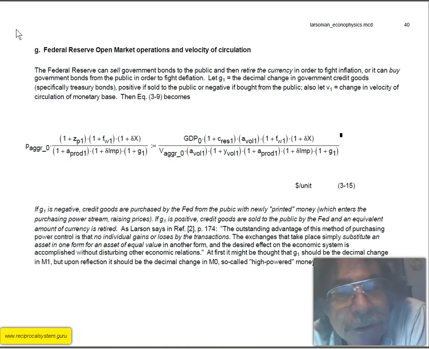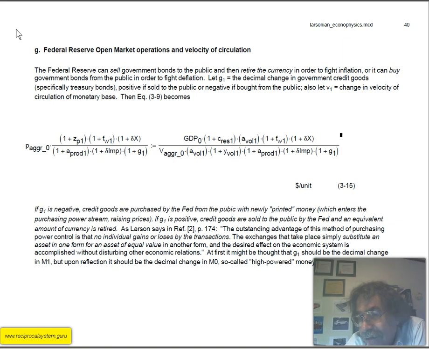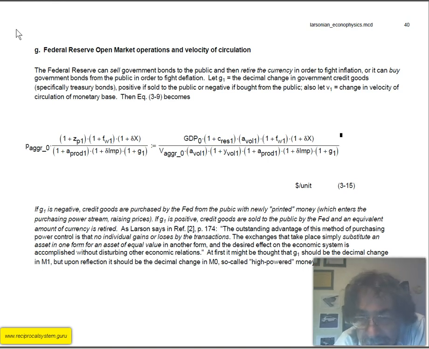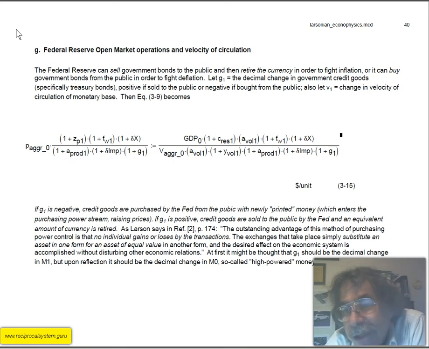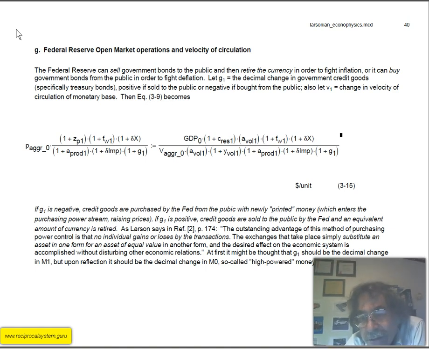All right, so the Federal Reserve can sell government bonds to the public and then retire the currency in order to fight inflation. Or it can buy government bonds from the public in order to fight deflation. Let G sub 1 equal the decimal change in government credit goods, specifically treasury bonds, positive if sold to the public or negative if bought from the public. Also, let V sub 1 equal change in velocity of circulation of monetary base.